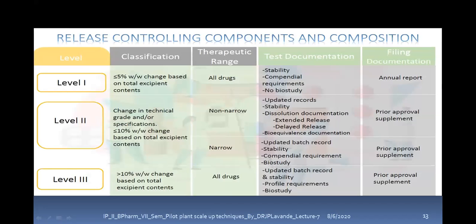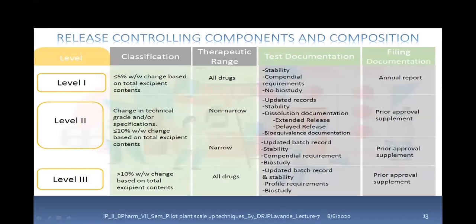If we want to consider the release controlling components and the composition, these are again classified based on the levels, level 1, level 2, level 3, and the classification is in the form of the type of the drug, what is their therapeutic range, and if this is the case, what kind of documentation is required and what kind of filing is required.